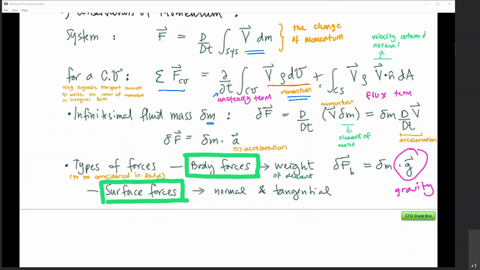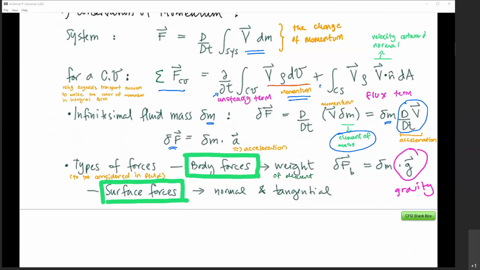So we can get dF equals d over dt multiplied by v dm. Here dm is the element of the mass, which gives dm multiplied by dv/dt. If you look over here, this is quite familiar. This is basically the acceleration. So when we get dF, which equals dm multiplied by a, the acceleration, that's the form we are quite familiar with, which is the momentum. F equals ma.